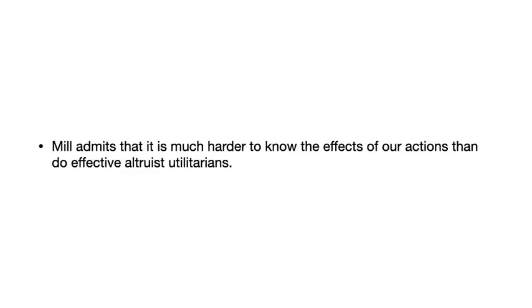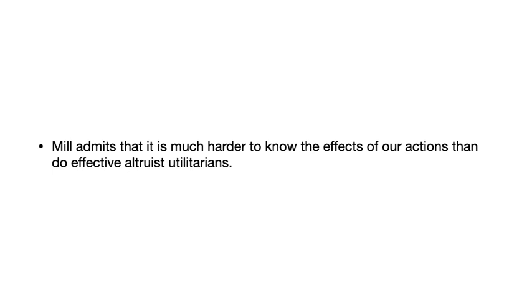So the first thing to notice about Mill is Mill just admits that it's much harder to know the effects of our actions than do effective altruists. Mill does not think that you can assign these neat probabilities to most actions. The effective altruists want to turn morality into almost a mathematical science, right? Mill thinks even with utilitarianism, that's not possible. He just is dubious that we have this perfect knowledge, which I think is probably right.